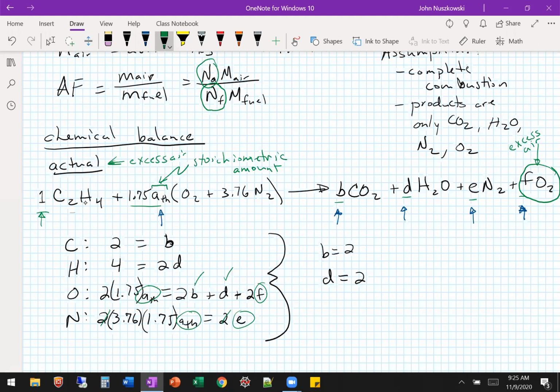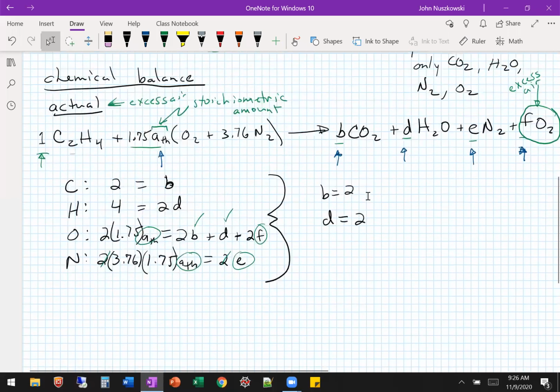So any ideas on how to get this A theoretical? What does it mean? What is that A theoretical? What did I say it is? It's from the stoichiometric ratio, right? 14.7 something? Well, that's for gasoline, around 14.7, but we have C2H4. So we need to figure out what the stoichiometric value is.